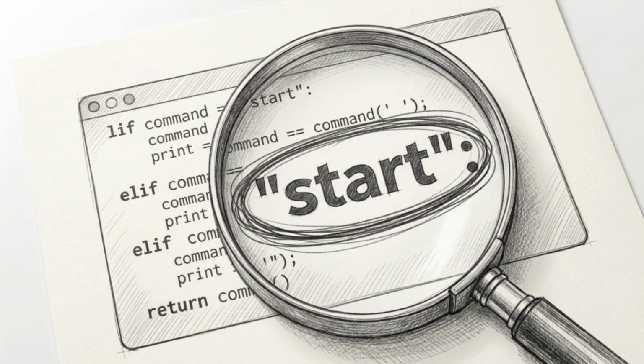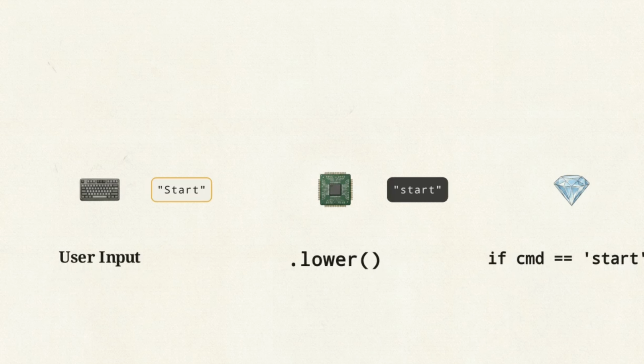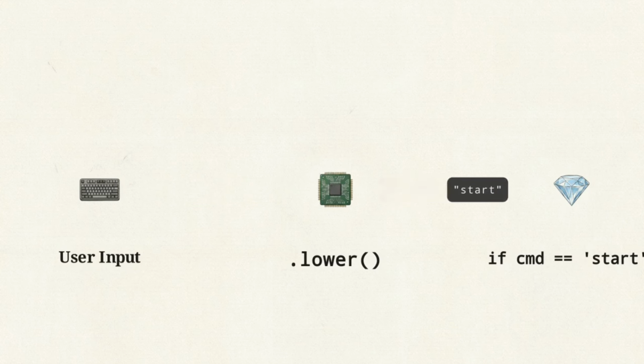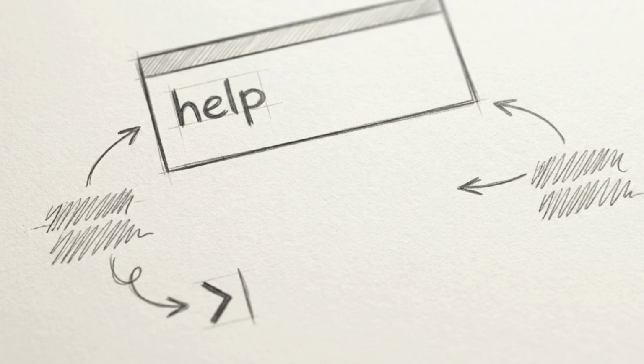The program throws our default error message because it only recognizes the exact lowercase string coded. We could write endless conditional statements checking for every possible capitalization of start, but that duplicates our logic and clutters the code. This diagram illustrates our fix. By attaching the .lower method directly to our input variable, we convert whatever the user types into lowercase immediately before the program evaluates it. Users also need to know what commands are available.